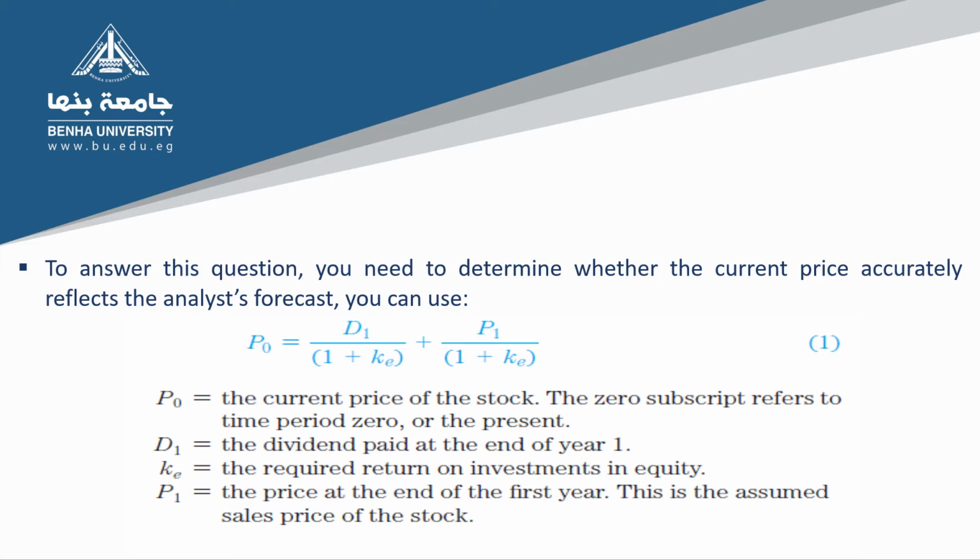P0, the current price of the stock. The 0 subscript refers to time period 0, or the present, while D1 is the dividend paid at the end of year 1. KE is the required return on investments in equity. P1 is the price at the end of the first year. This is the assumed sales price of the stock.